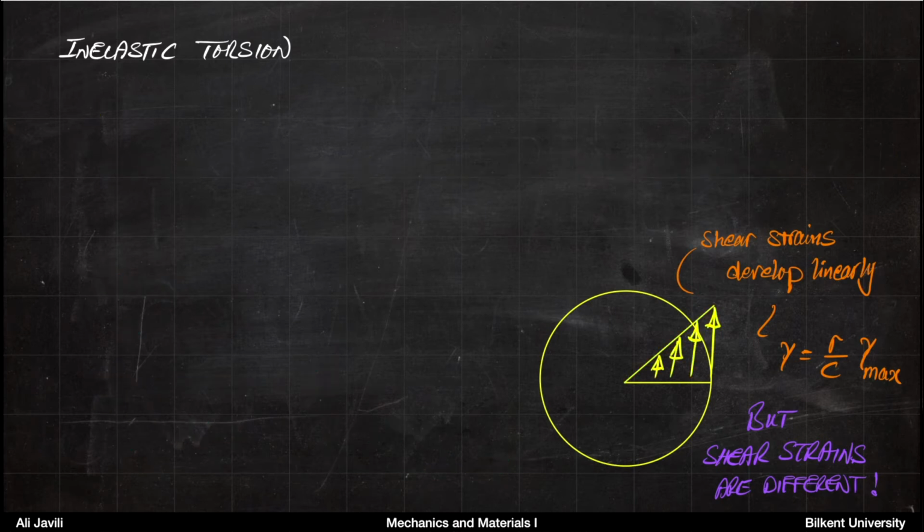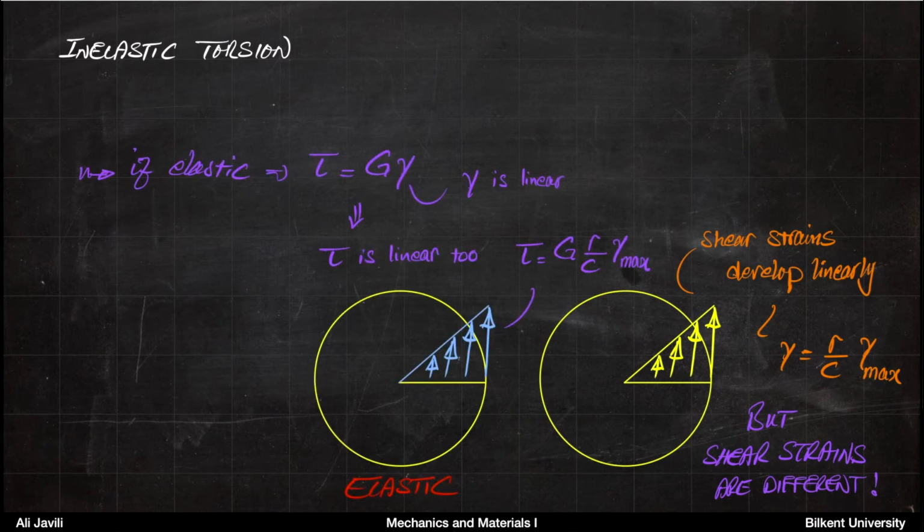We want to talk about that. We begin with the picture we have, which remains as before. This is the shear strain distribution. Shear strain distribution does not change whether it's elastic or inelastic torsion. But as we spoke before, if it is elastic, tau equals G gamma, and since gamma is linear, tau will be linear too. For shear stress distribution, you would have the relation tau equals G r divided by c times gamma max. This would be your elastic distribution of shear stress.